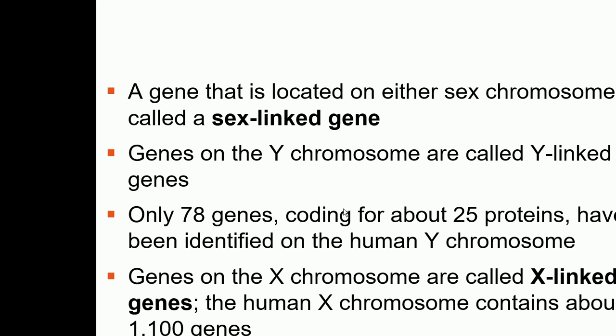So the gene that is located on either sex chromosome is called a sex-linked gene, and the genes on the Y chromosome, they are called Y-linked genes, and the genes on the X chromosome, they are called X-linked genes. So Y chromosome, as I said, is a very small chromosome. It has only 78 genes and they code for 25 proteins. And the human X chromosome contains around 1100 genes. So X chromosome is a big chromosome, Y chromosome is a small chromosome, and it is mainly responsible for sex determination.